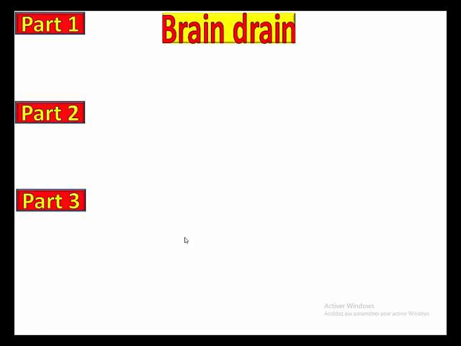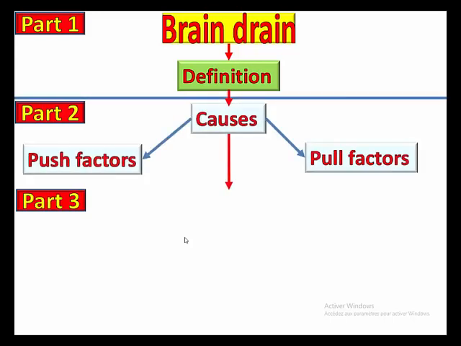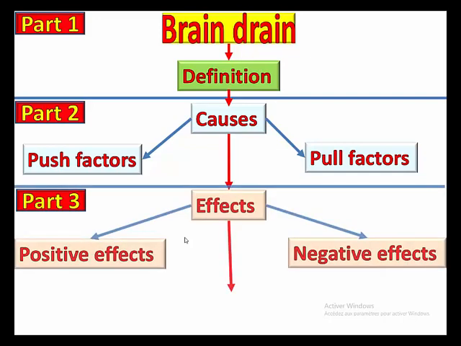For this lesson, we're going to focus on three parts. The first part is about the definition of brain drain, and we're going to have an exercise to check your understanding. In part 2, we're going to talk about the causes, in which we have push factors and pull factors, and we're going to have also an exercise to check your understanding. Then part 3 is about the effects, which are divided into positive effects as well as negative effects. And the last one is solutions, which is related to part 3 as well. Let's get started.